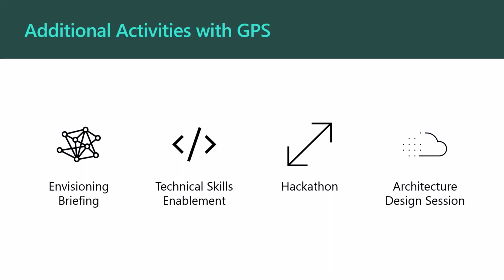All right. There are additional things you can do with us, with the GPS team, right? If coming out of this conversation, the customer has never heard maybe of Copilot Studio, and how can they get started with that? Well, maybe we'll have an envisioning briefing, right? Or maybe they said, you know what, we should train our own models for AI, but we don't even know where to start. We don't know what tools make sense. Let's have technical skills enablement.